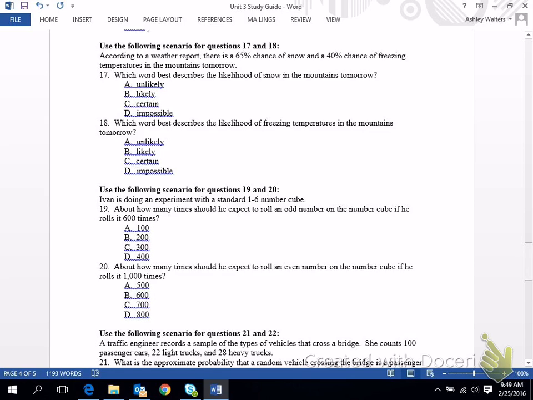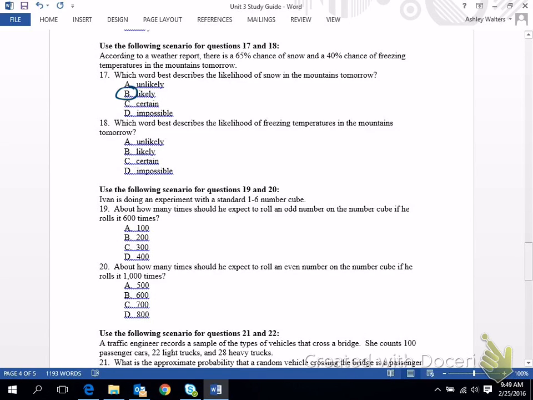All right, we want to use the following scenario for questions 17 and 18. It says, according to a weather report, there's a 65% chance of snow and a 40% chance of freezing temperatures in the mountains tomorrow. Which word best describes the likelihood of snow in the mountains? The chance of snow is 65%, and 65% is more than 50%, but less than 100%, so we would classify that as likely.